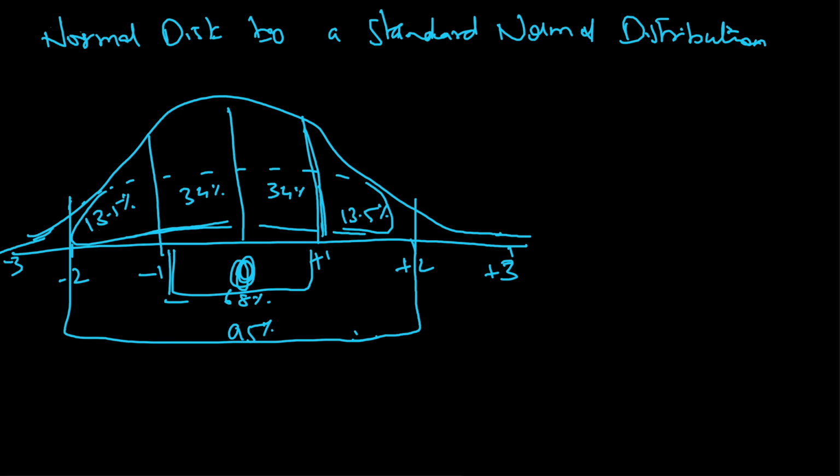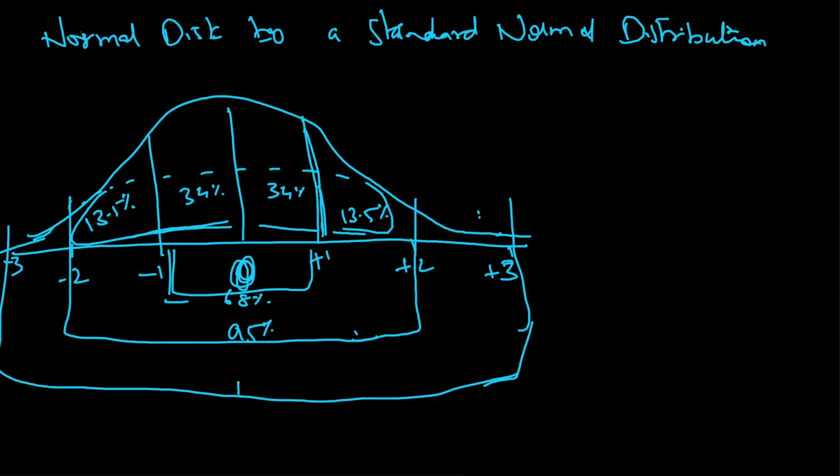Okay, probability. So 95%. And then if I go for all these three, you can consider this as approximately 100%. Okay, so these are the probabilities. So here it is remaining 2.5.